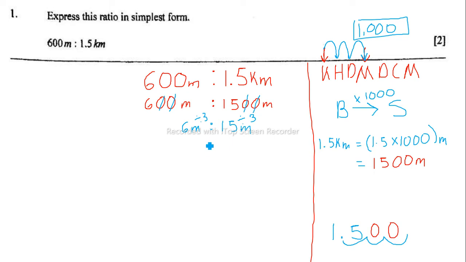So 6 divided by 3 is 2. Kennedy's on fire. 15 divided by 3 is 5. Very good. So 2 to 5. Right? So this is correct.